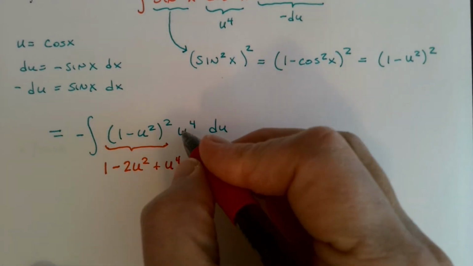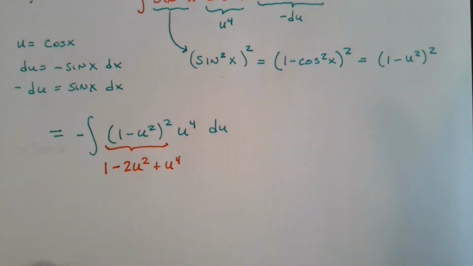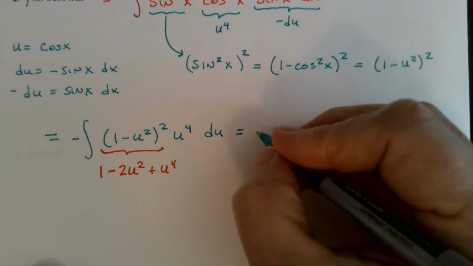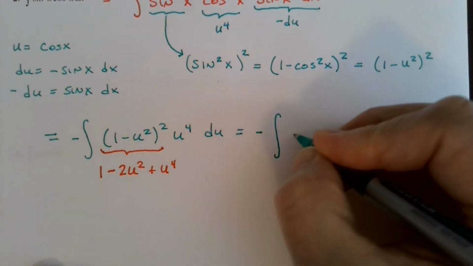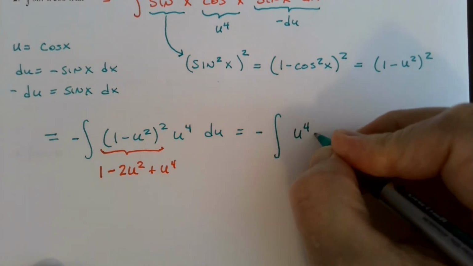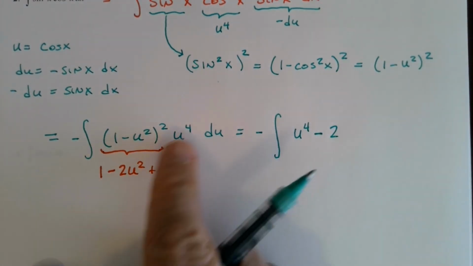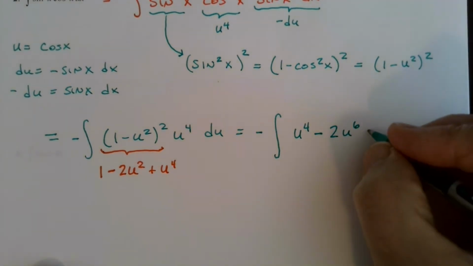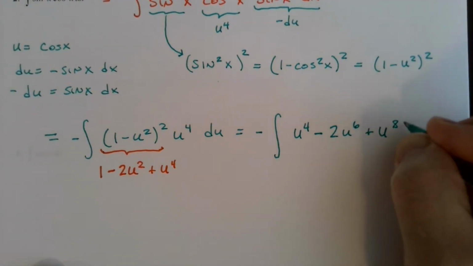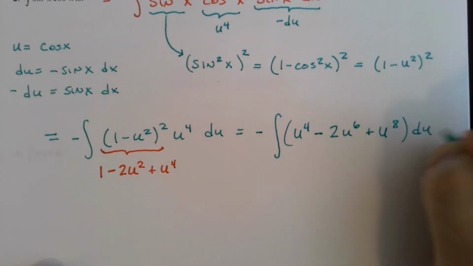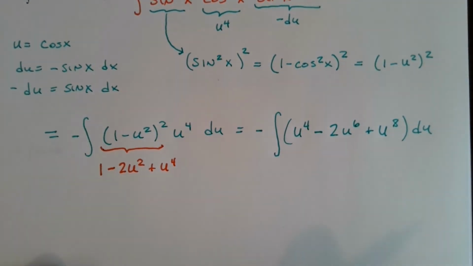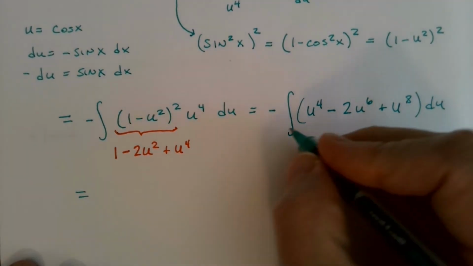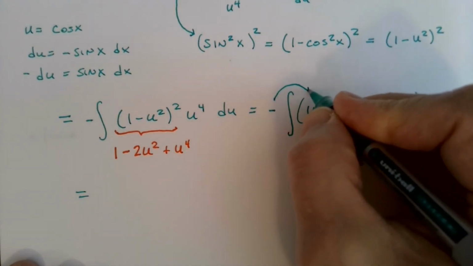Okay, distributing this u to the fourth through gives me u to the fourth minus 2 u to the sixth, plus u to the fourth times u to the fourth, u to the eighth. And if you want to distribute this negative sign through, you can. But now we're ready to do the antiderivative, so I'll go ahead and distribute this negative sign through.